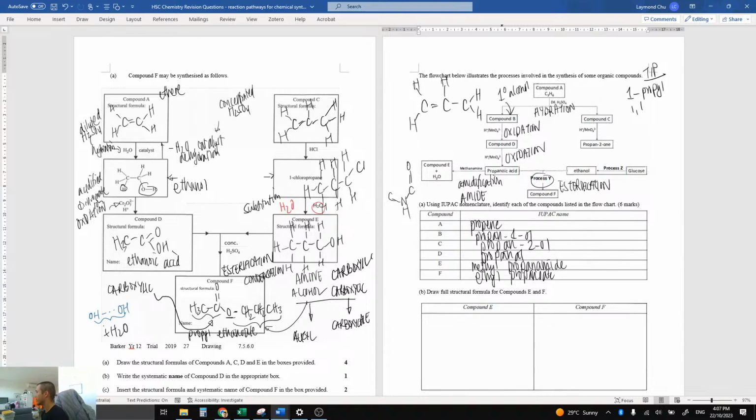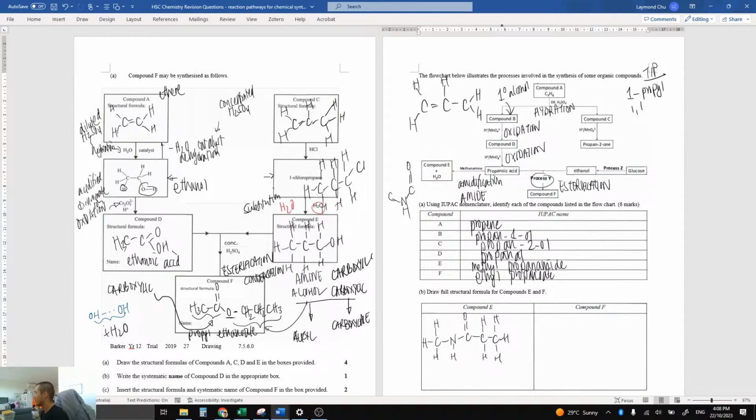Compound E is our methyl propanamide. So how do we draw this? We do CH. Okay, it's requested for full, so I can't cheat here. Nitrogen. C double bonded O. C H H C H H H. So 1, 2, 3 for your propanamide, and you've got your methyl propanamide.